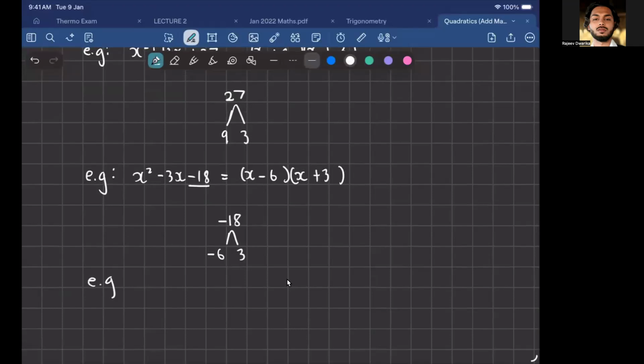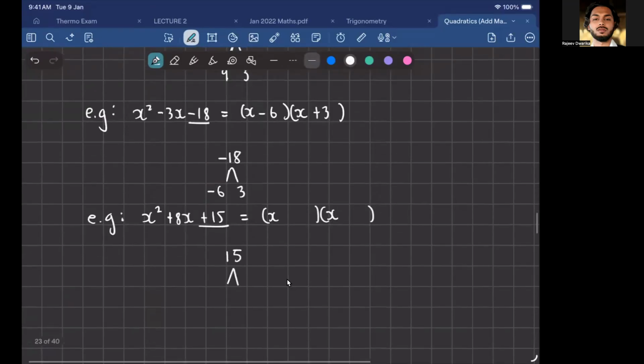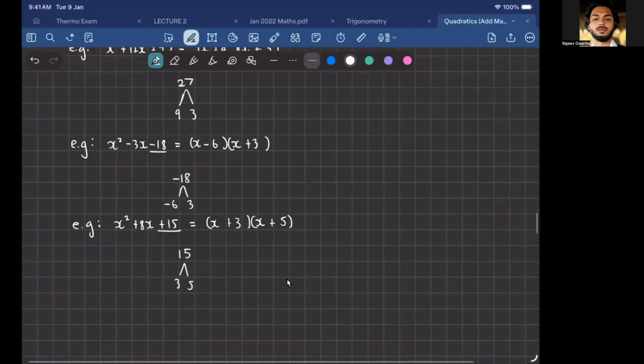That's it. Let me do one more, really fast. What about if we had x squared plus 8x plus 15? Avinash, tell me. X squared, we know that'll be x by x. We're going to look at 15. Yes, sir. How could I multiply to get 15 but add to get 8? 3 and 5 or 5 and 3. All right, plus 3 plus 5. That's simple. It's that simple to factorize quadratics.